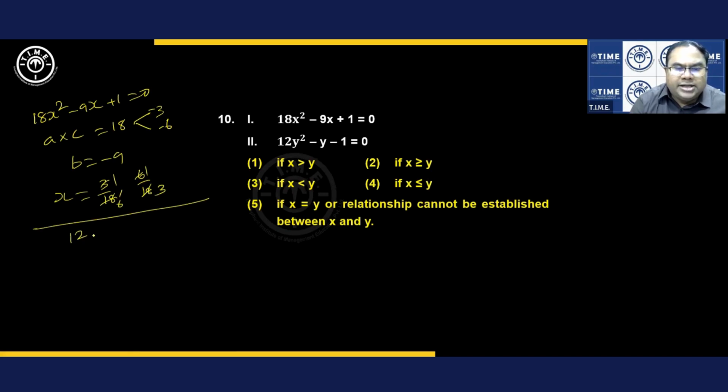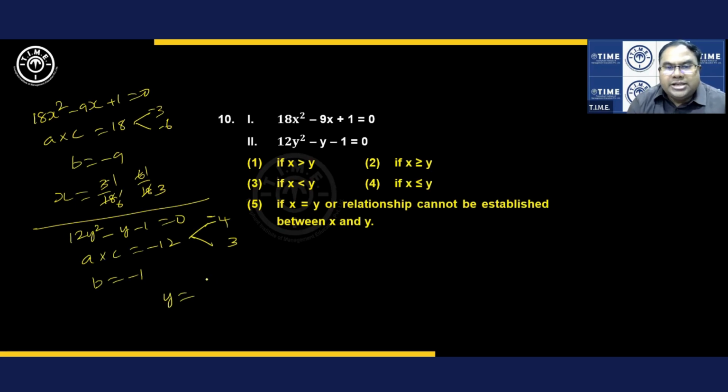Second, 12y square minus y minus 1 is equal to 0. What is a into c? Minus 12. What is b? Minus 1. Write a into c as the difference of two numbers. I want minus 1 and minus 12. Put minus 4 plus 3 is minus 1. Minus 4 into 3 is minus 12. While writing the roots, change the sign, divided by the y square coefficient. 3 by 12. So it is 1 by 3, comma 1 by 4.